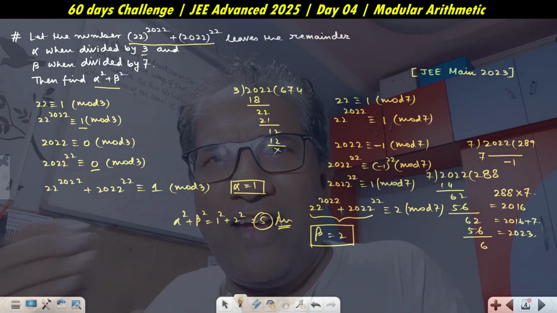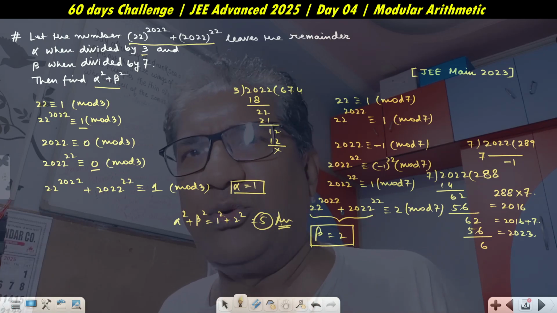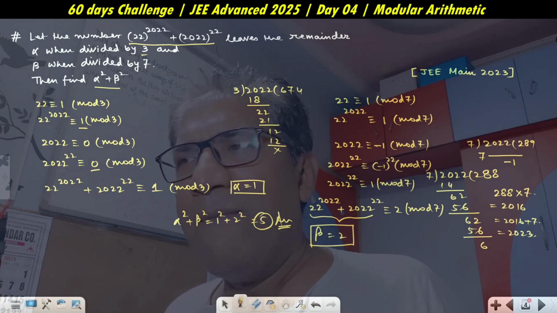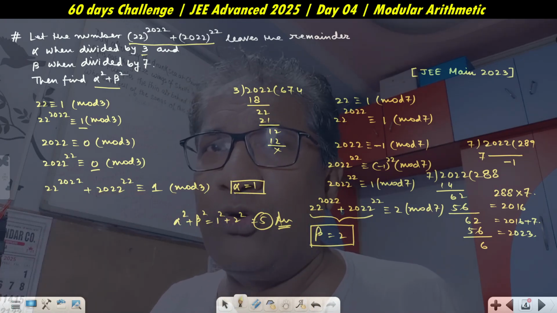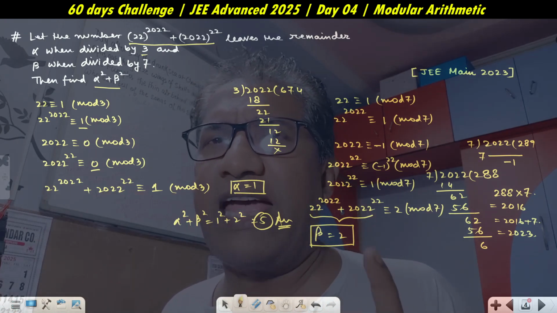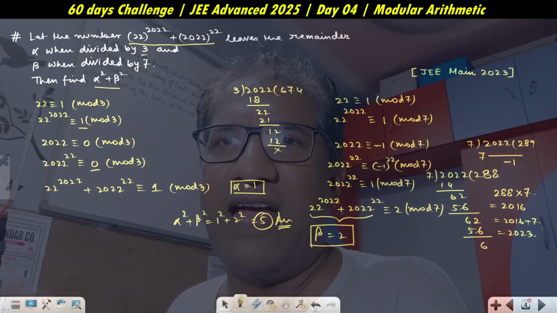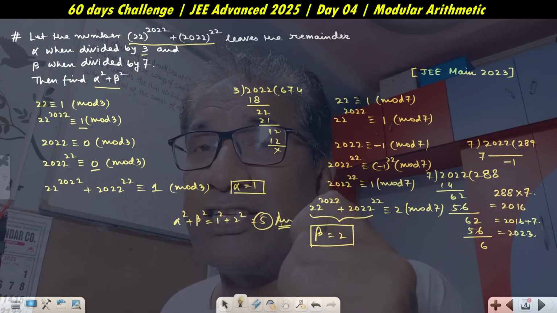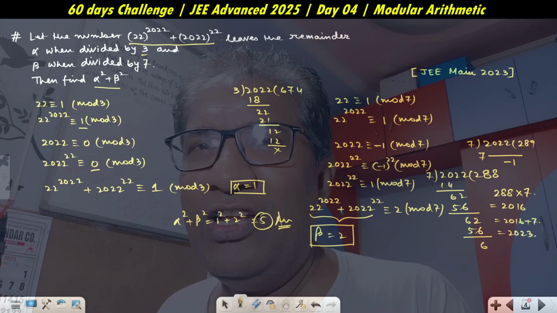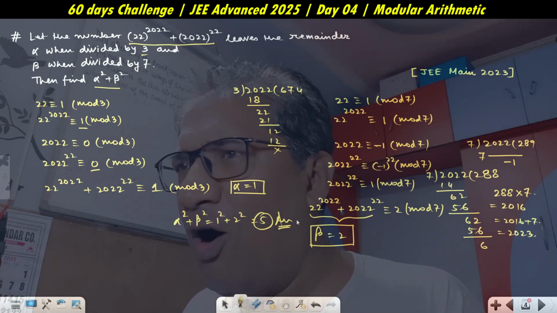Is it not a very short time in which we are solving this kind of problems? What do you think? Again, I'm telling you, you can do it by binomial theorem, but I can vouch that the time taken by using binomial theorem will definitely be more than the time we are taking here. That is why modular arithmetic is such a very important tool while finding the remainders. I hope you have understood this.